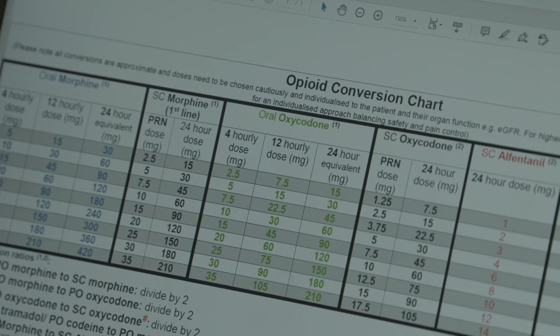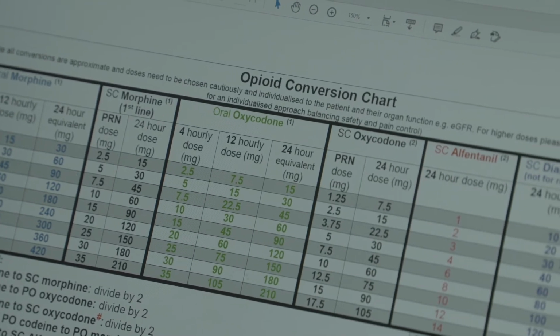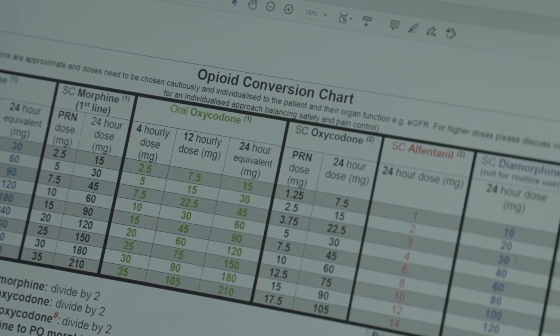When patients come in on different types of opioids which you haven't encountered before, it can be really useful to use an opioid conversion chart to understand how they compare to morphine, which we're all much more familiar with.